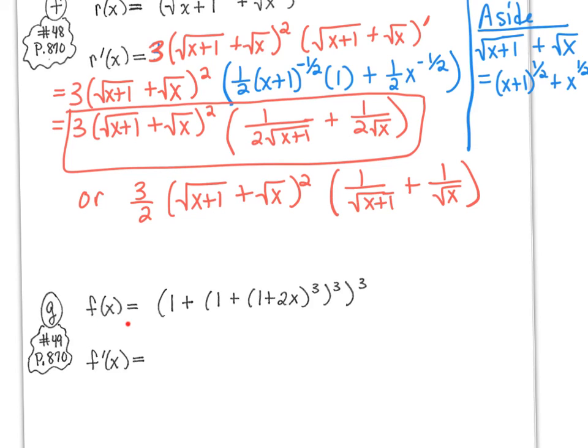So you have f of x equals the quantity 1 plus the quantity 1 plus the quantity 1 plus 2x to the third, cube that, and then cube the entire thing.